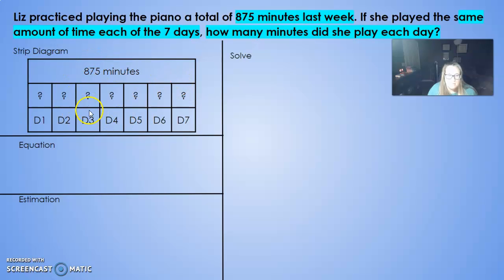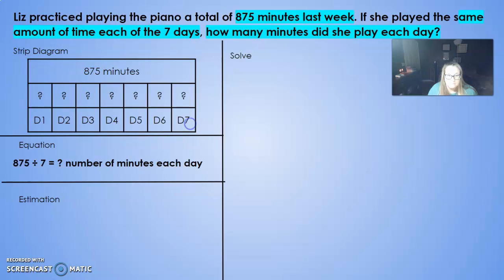After I do my strip diagram, I'm going to make my equation. So if I know my total and I know how many days she's going to do, am I going to add, subtract, multiply, or divide? If you said divide, you are correct. So my equation is 875 divided by 7. And when I do that, that's going to give me my number of minutes each day. After I do my equation, I'm going to do an estimation.